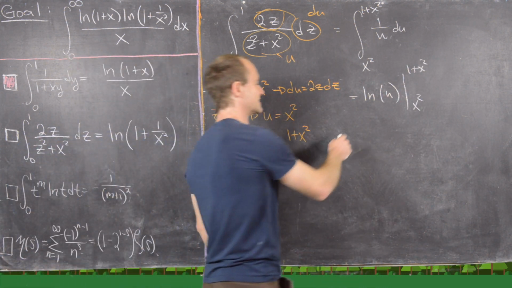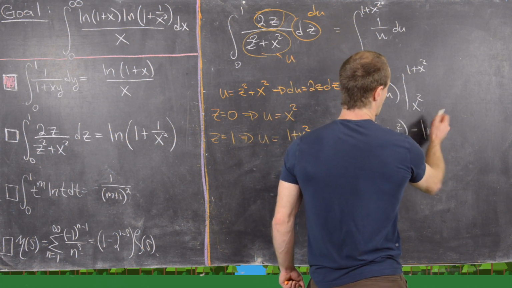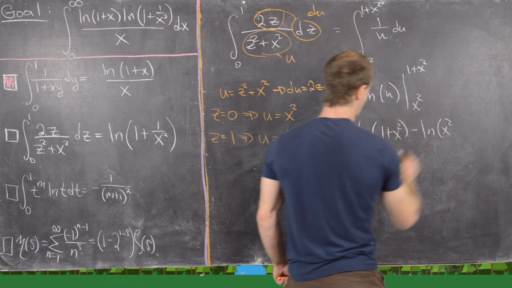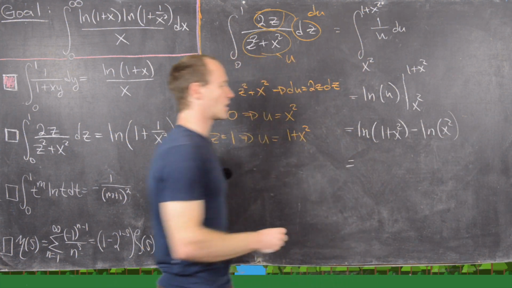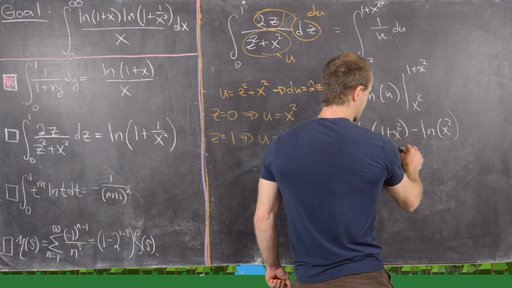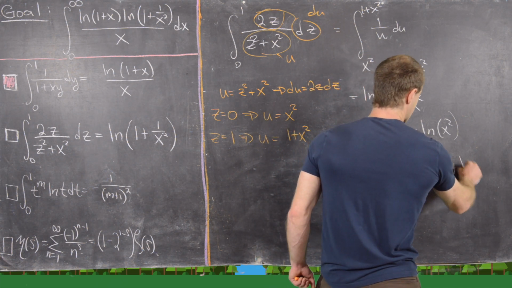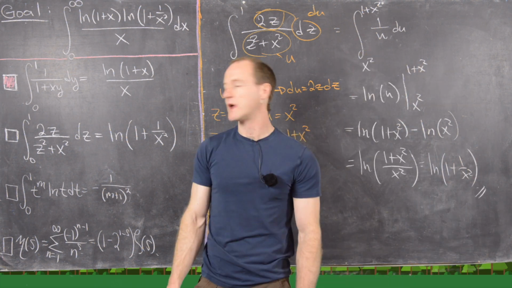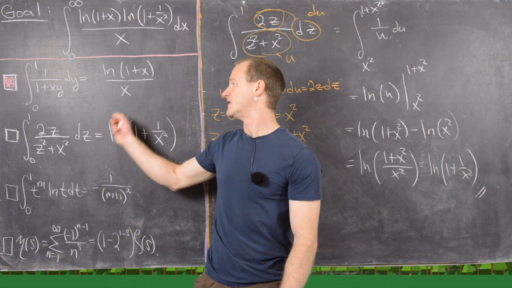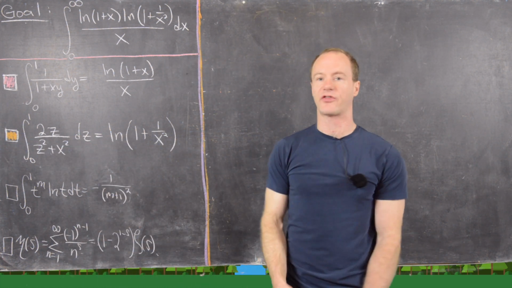Great. But that's going to give us the natural log of 1 plus x squared minus the natural log of x squared. But now using logarithm rules, that's going to be the natural log of 1 plus x squared over x squared, which is the natural log of 1 plus 1 over x squared. Okay, so that means we've established this second bullet point, and now we're ready to move on to the third.